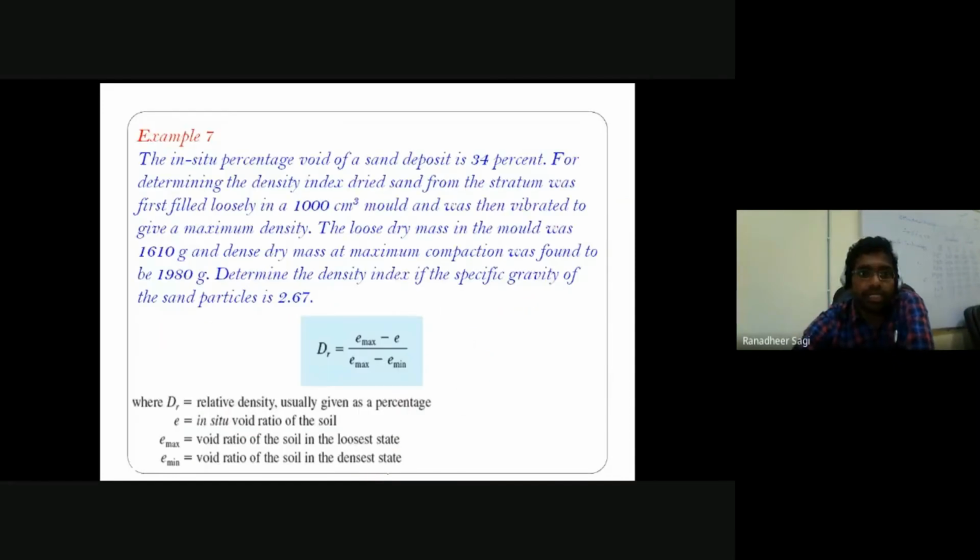Okay. Next, another example, something relevant to that of compaction. The in situ percentage void of a sand deposit is 34%. It means the in situ void ratio of the soil is given as 34%, which I can write as 0.34. For determining the density index, that's nothing but the relative density, what we are trying to talk about. Density index is otherwise also called relative density.